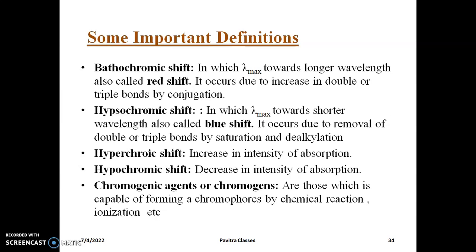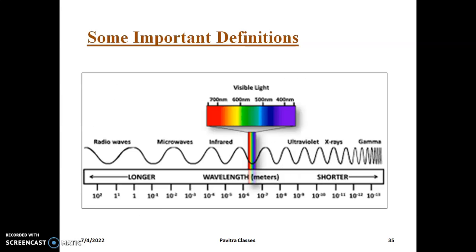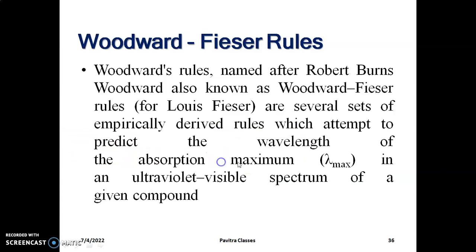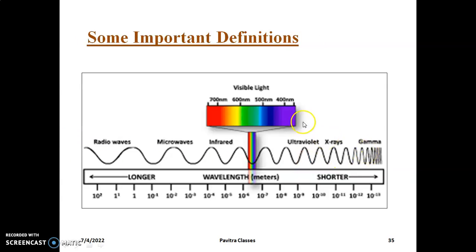Characteristic wavelengths or characteristic peaks in the graph form because of the chemical reaction and the ionization. This is the electromagnetic radiation picture. From gamma to radio waves, here is the longer wavelength, and this is the shorter wavelength. Near the blue shift, blue color, shorter wavelengths will be there. Red shift, longer lambda max: if it shifts to the red color side, it is the longer wavelength. So this is the bathochromic shift and this is the hypsochromic shift.